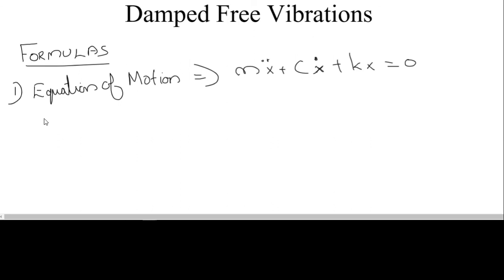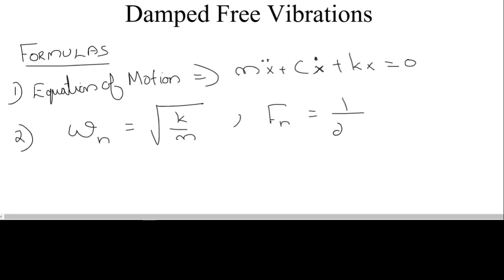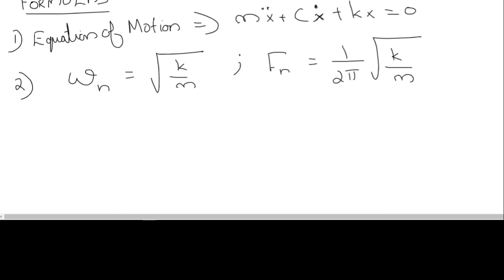In this lot of equations, one of the equations we require for solving is the one we have already learned: omega n is equal to root of k by m, and frequency of natural vibration Fn is equal to 1 by 2 pi times omega n, that is 1 by 2 pi root of k by m. These two equations are necessary for the entire vibrations chapter.